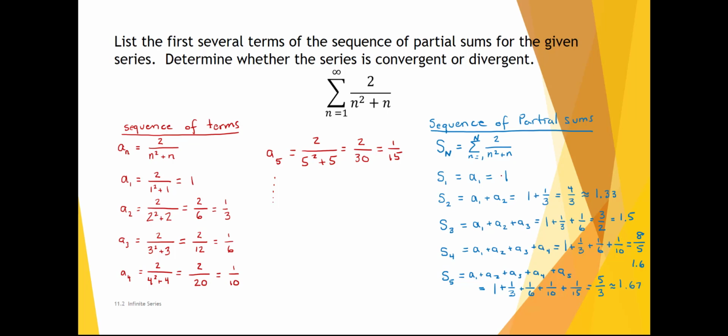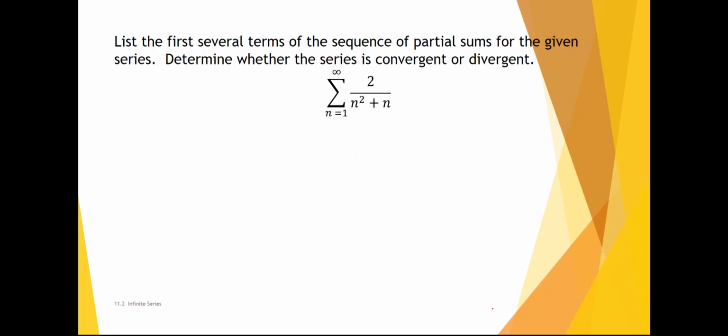1.67. And then if we look at the terms in this sequence of partial sums, it appears that they're getting larger and maybe approaching a value around 1.8 or around 2. And while we certainly don't know for sure quite yet, we think that maybe our series converges. In order to determine whether the series is convergent or divergent, we need to know whether the limit as n approaches infinity of the sequence of partial sums exists.